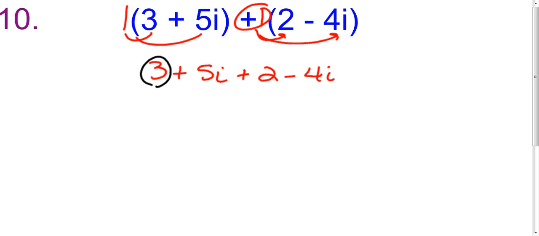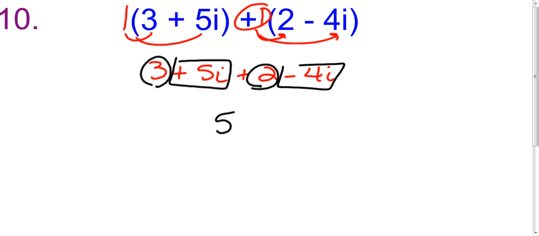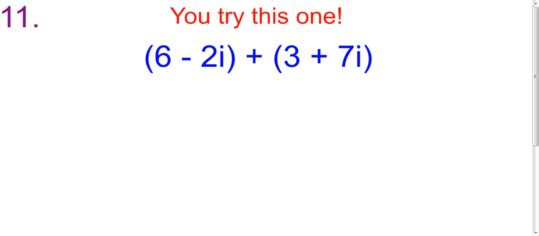So I can take a 3 and a 2 and add it together to make 5. And I can take 5i and negative 4i to add that together to make positive 1i. And that's all I need to do. Okay, I'm going to let you try this one if you want to. You don't have to, but when you do, you should get 9 plus 5i.